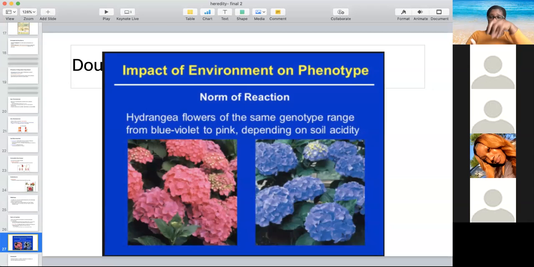You plant seeds in soil, in an environment, and depending on the pH of that soil, these seeds are all the same. They're genetically identical. They have the same genotype, right? But depending on the pH of the soil that you plant those seeds in, the flowers can have a different phenotype. And so we call that the norm of reaction, when we take into account the impact of the environment on the actual phenotype.